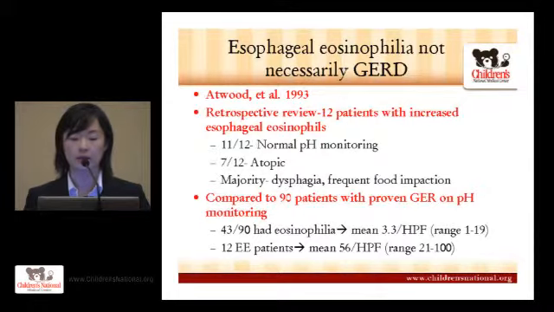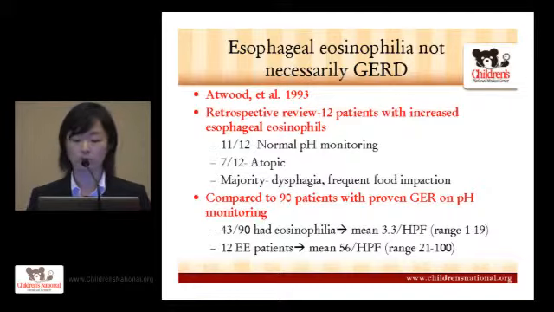But it wasn't until the early 1990s that EE became recognized, or started to become recognized, as a distinct entity. And this started with a retrospective review published in '93 by Atwood, in which they looked at 12 patients who had increased esophageal eosinophils. The vast majority of them had normal pH probe monitoring. About half of them were atopic in other ways, and the majority of them had dysphagia or frequent food impaction.